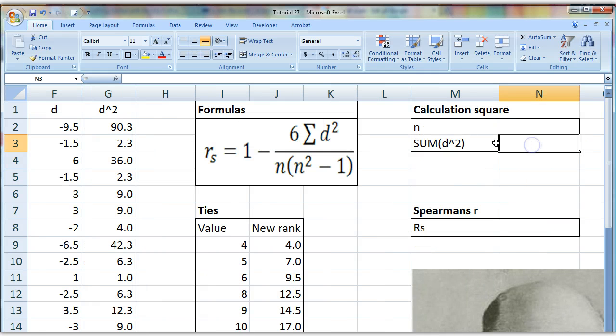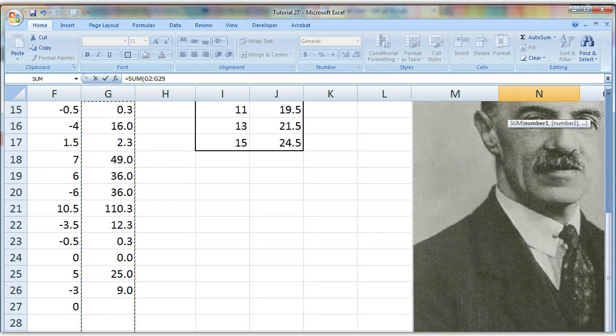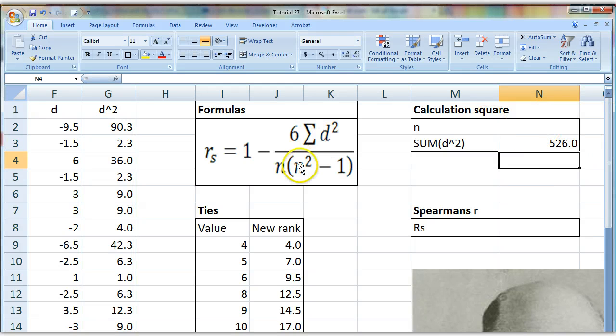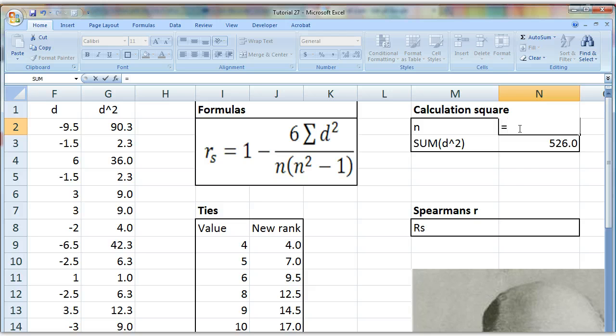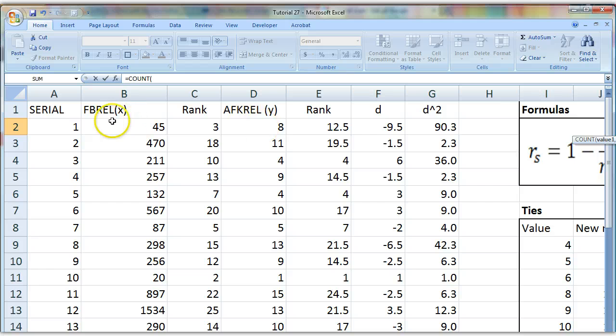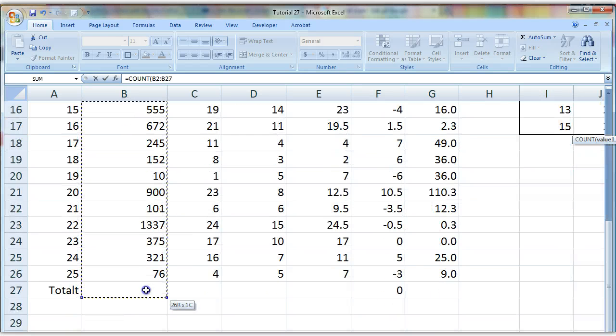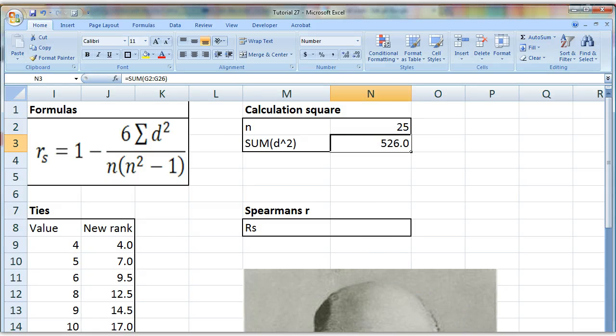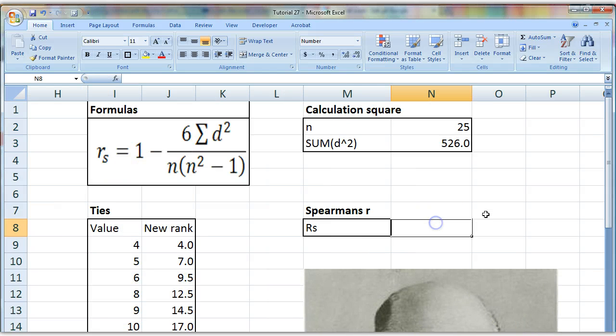So I'm going to write sum, because we want the sum of all the distances raised by 2. Like that. We're going to need our n, because that is in this part of the formula. So I'm going to equal to, and I'm going to count the number of observations. I can select the x or the y variable. It really doesn't matter. It's the same number of observations. We get 25.